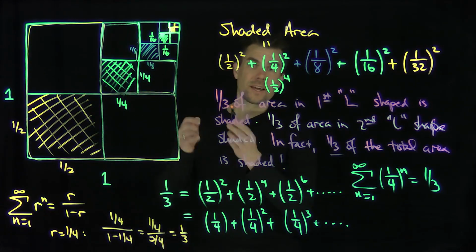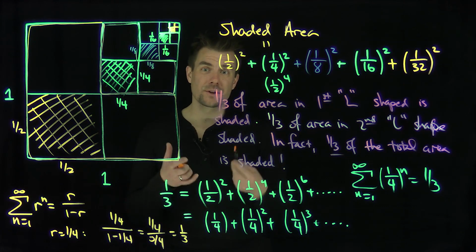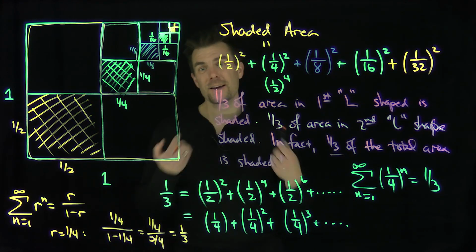So this picture gives us a geometric intuition for why the geometric series of 1/4 to the power k converges to a third.